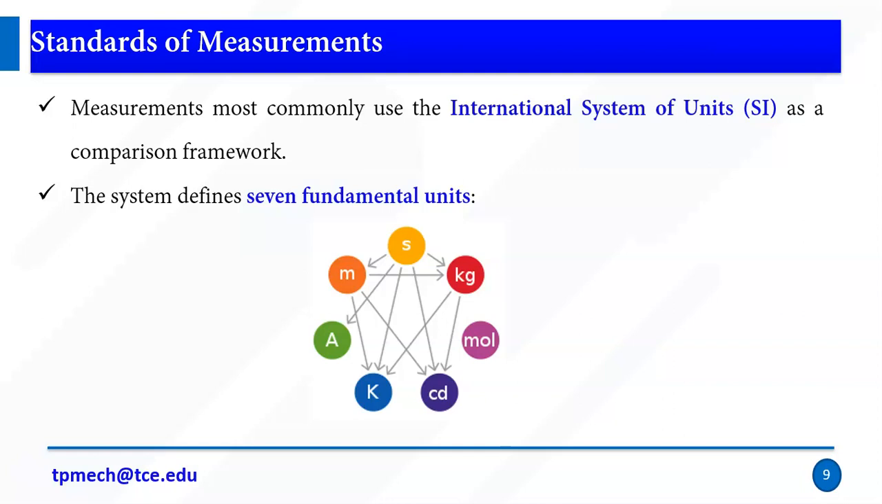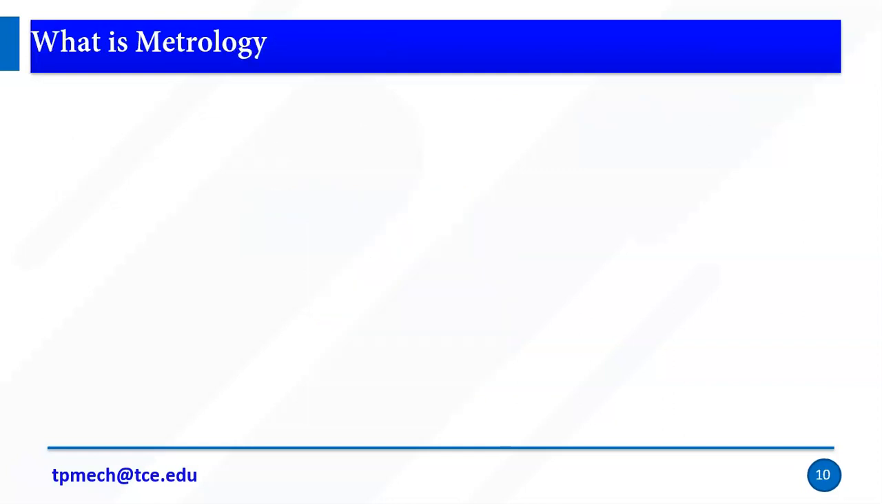These are some basic ideas you may have studied in your previous classes or in school itself. So we have 7 fundamental units: seconds, Kelvin, kilogram, meter, and so on. Okay, now it comes to metrology. What is metrology? Someone says the science behind the measurements is called metrology. It's excellent. Metrology is the scientific study of measurements.